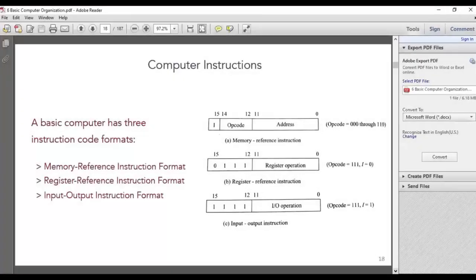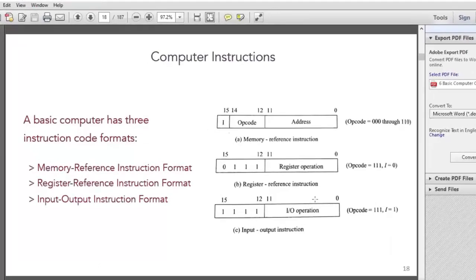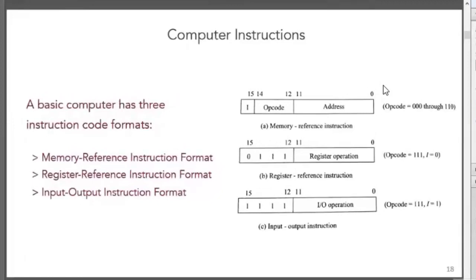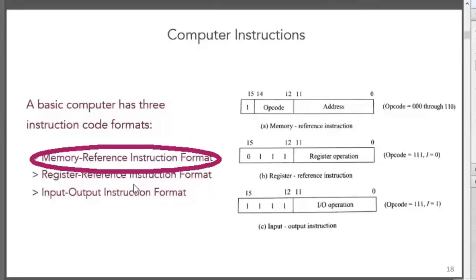Now today we have to discuss the computer instruction. In basic computer, we are talking in this chapter about the basic computer organization. A basic computer has three instruction code formats. Those instruction formats are memory reference instruction format, register reference instruction format, and input output instruction format. So what is memory reference instruction format?